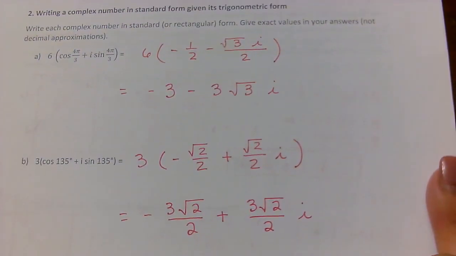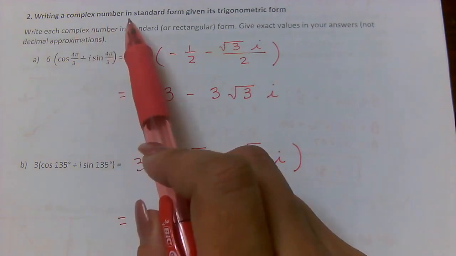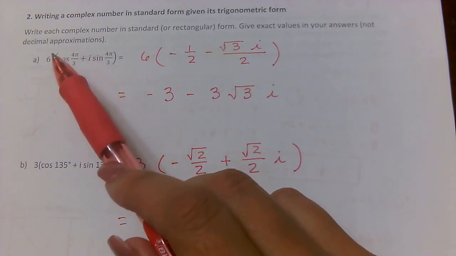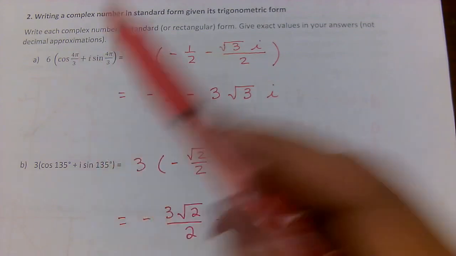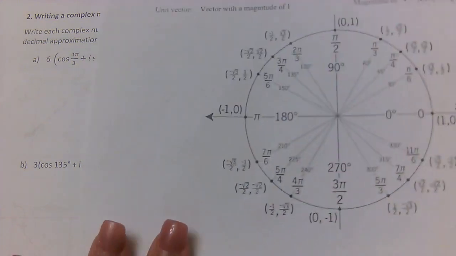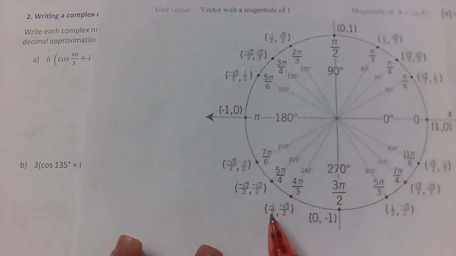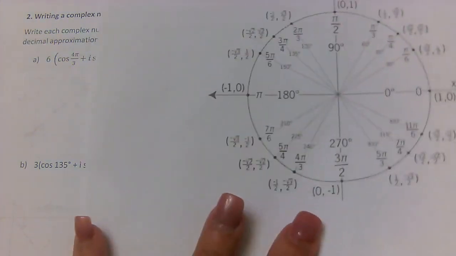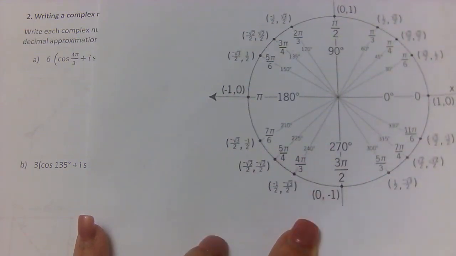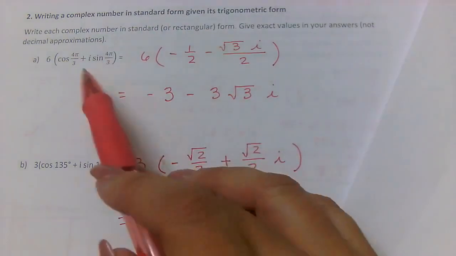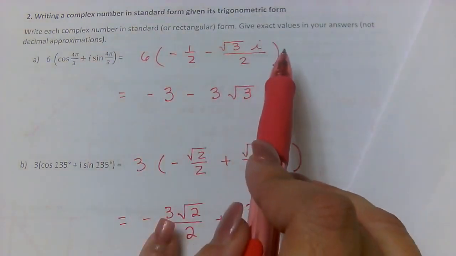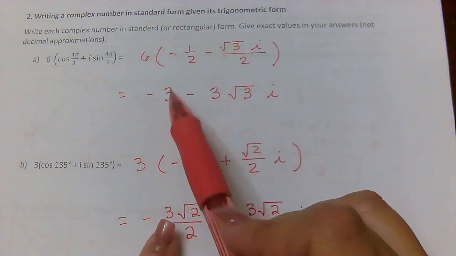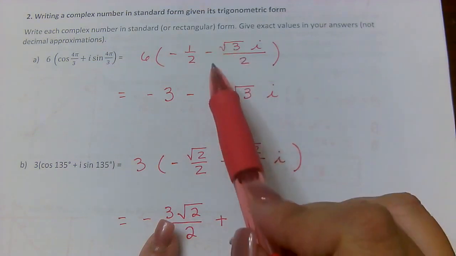Okay. Number 2 says to write the complex number in standard form. All I basically did here was evaluate what cosine 4 pi over 3 is. So if you go to your unit circle, you're going to go straight to 4 pi over 3, and you have your cosine, which is negative 1/2, which I put here, and then you have your sine, which is negative square root of 3 over 2, which I have here. Don't forget to follow it by an i. There's your i here because this is your imaginary number part. And then go ahead and distribute the 6, and half of 6 is 3, and then the same thing here.